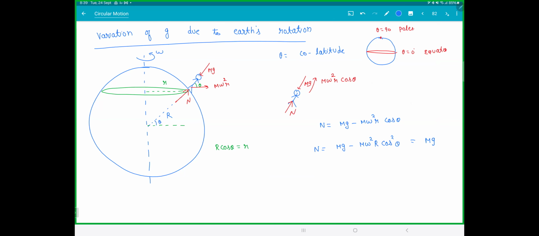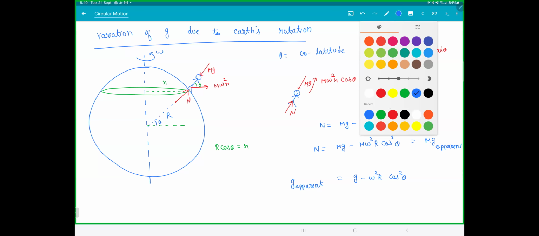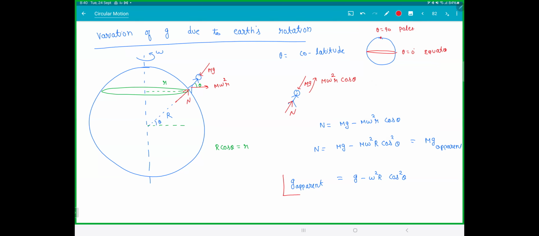This we can write as m into g apparent, or g effective, if you remember I taught you this in NLM. That means this person will think the gravity has become g minus omega square R cos square theta. So everyone on the Earth will not feel the same gravity. It is not really much different because that omega square R term is very small, it's negligible, but still there is a variation. That is your standard formula.